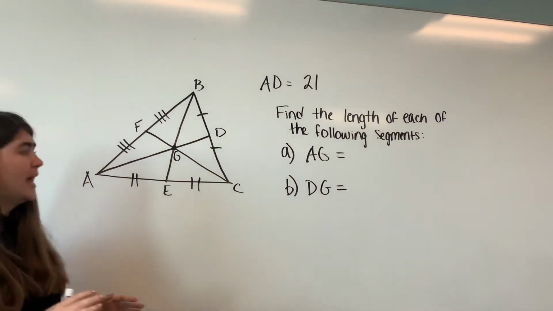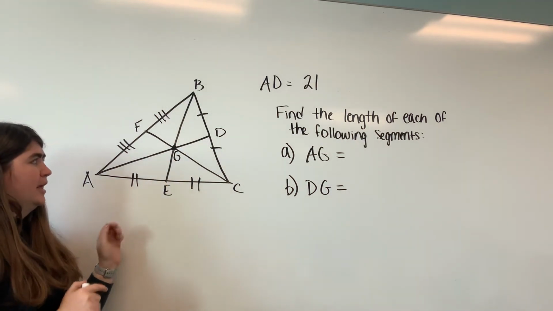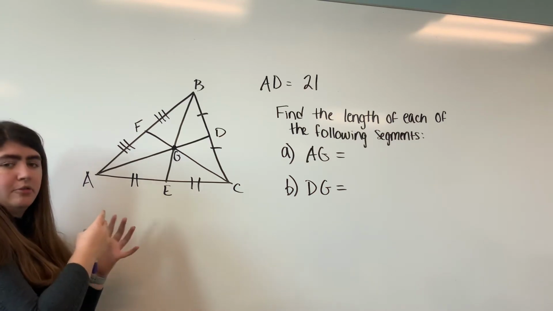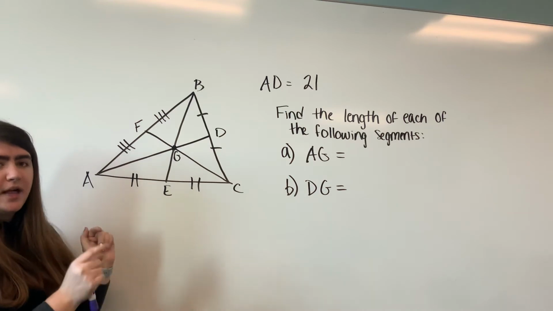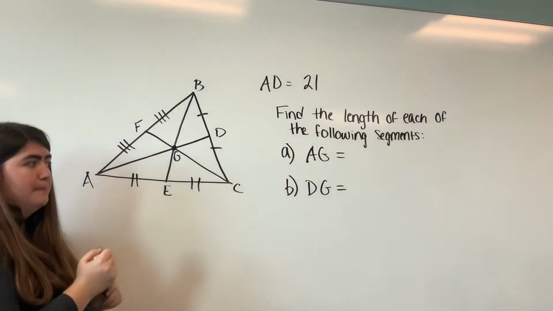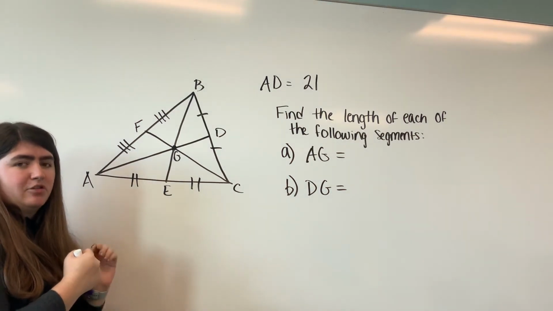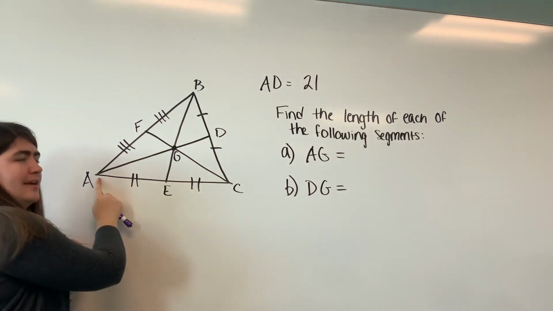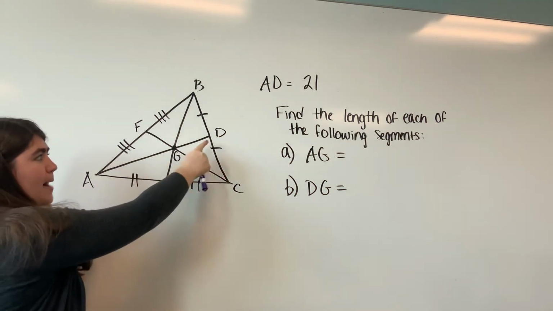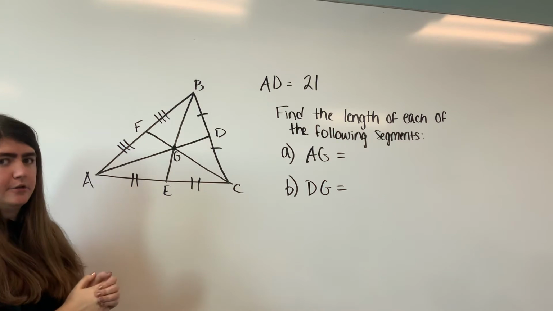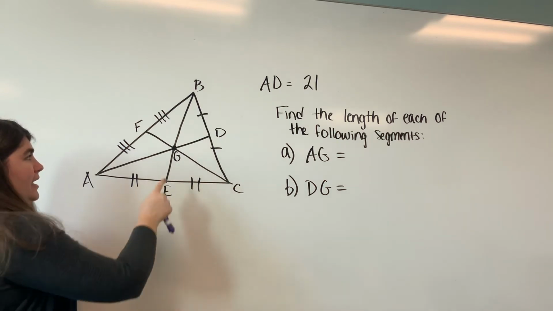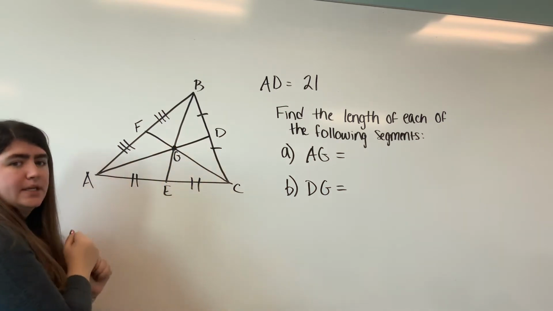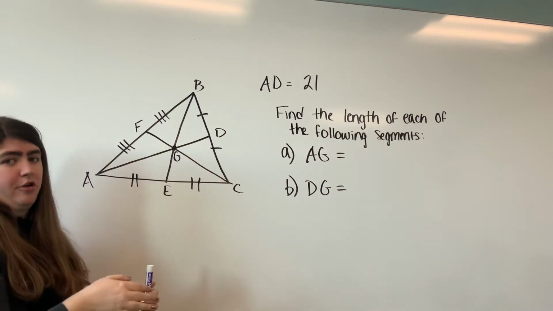So what that is telling us while we're looking at this image is that we have a certain type of lines that are traveling through our triangle. And those lines are called medians. A median is a line that connects the vertex and the midpoint of the opposite side in a triangle. When you have medians that intersect, that point is what we call the centroid.